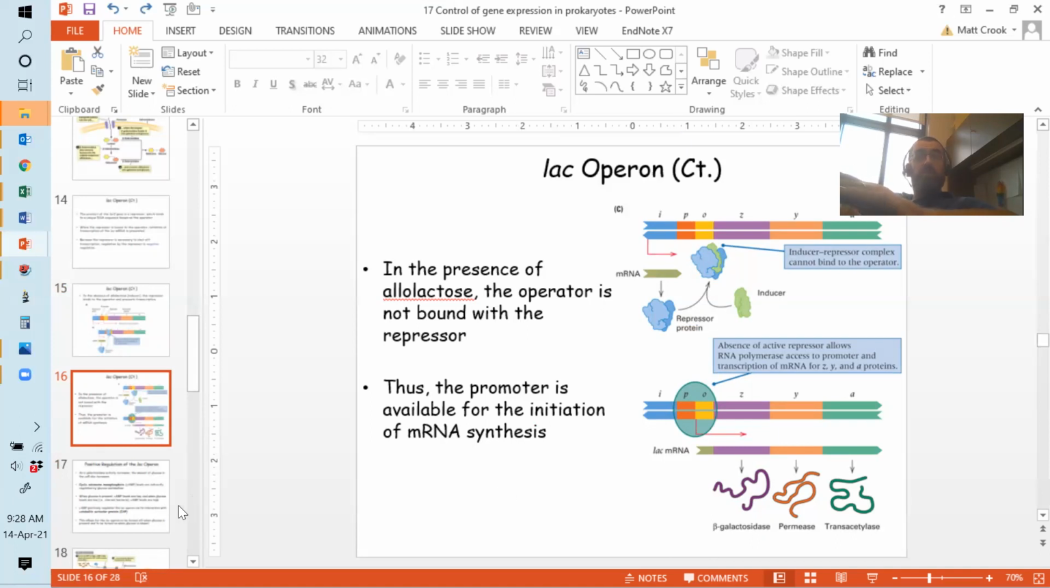Right, so so far, it's relatively simple. So this is an inducible expression system.